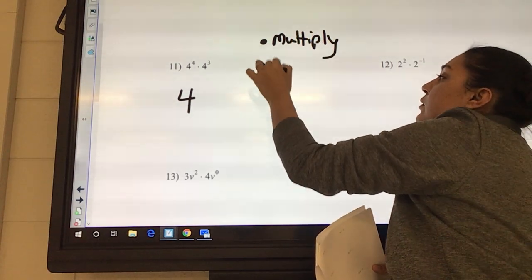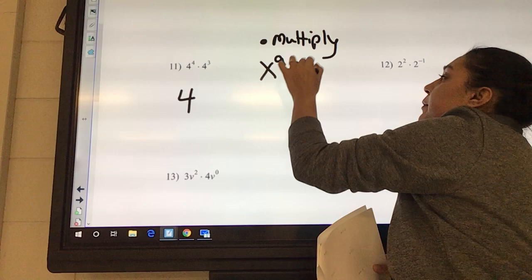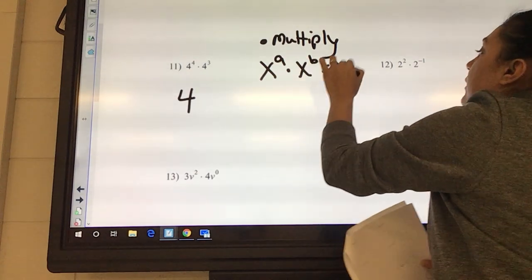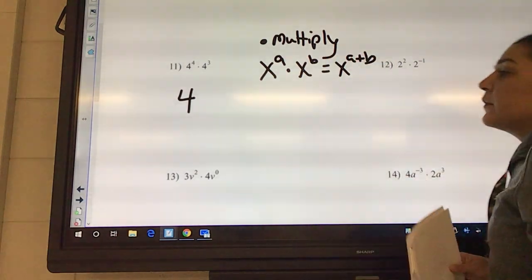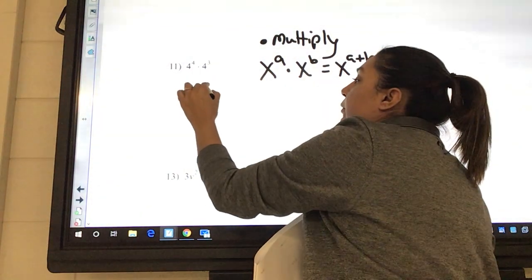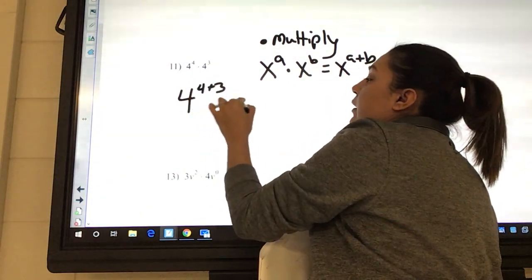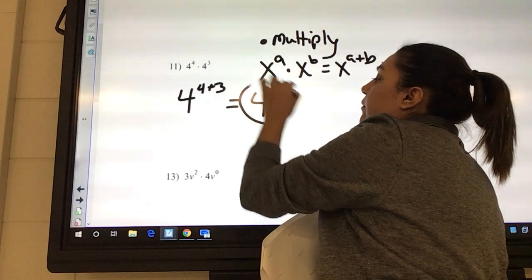And here's the rule. So if we got x to the a times x to the b, it's really x to the a plus b. Okay, and so we're really going to have 4 plus 3. So it's going to be 4 to the 7.